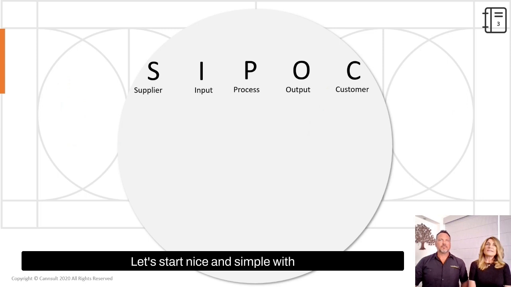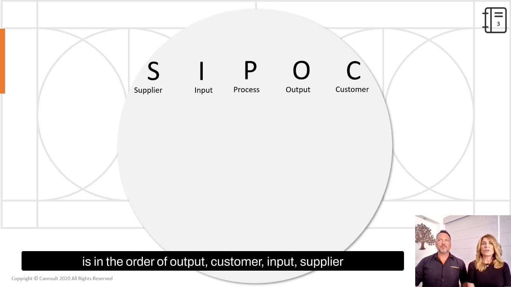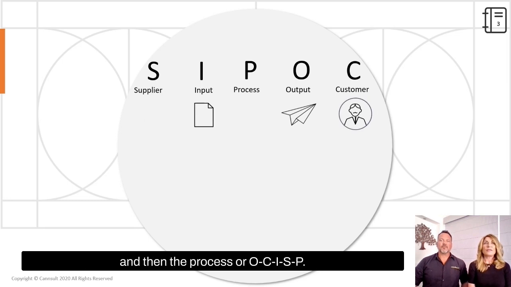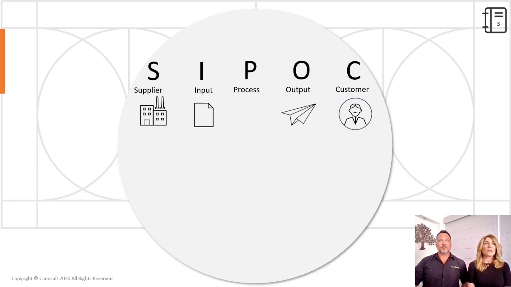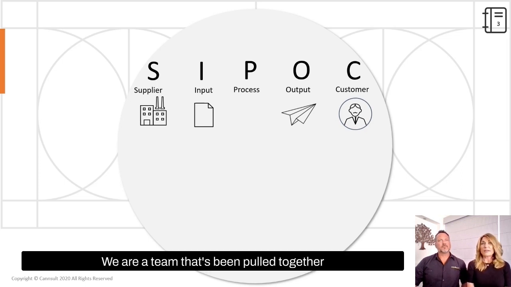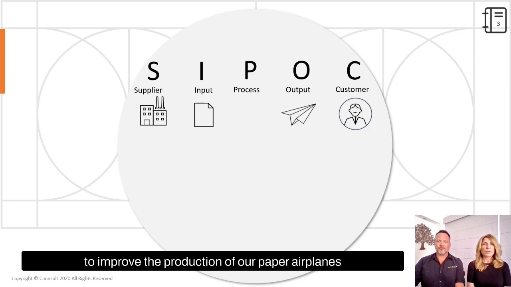Let's start nice and simple with the paper airplane process example. We'll talk through this in the same order that the team will create the SIPOC. And this is in the order of output, customer, input, supplier, and then the process, or OCISP. We are a team that's been pulled together to improve the production of our paper airplanes.